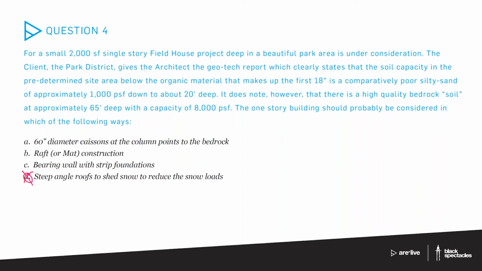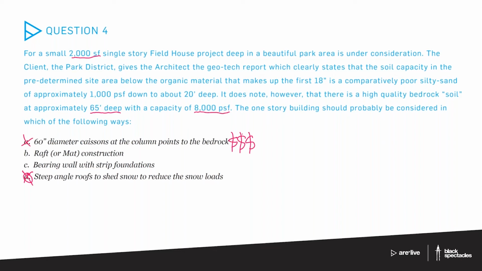Next one, in my opinion, that is relatively easy to eliminate is option A, the 60-inch diameter caissons at the column points to the bedrock. The project's only about 2,000 square feet, so it's really not all that large. And the 60-inch caissons are going to be way more capacity than what's actually going to be required to support the building. While the 8,000 PSF bearing capacity 65 feet down is desirable, it's really not necessary for a building of this scale to justify the costs associated with those caissons. So in this case, we're going to want to eliminate option A. That's going to leave B, a raft or mat construction, or C, bearing walls with strip footings.